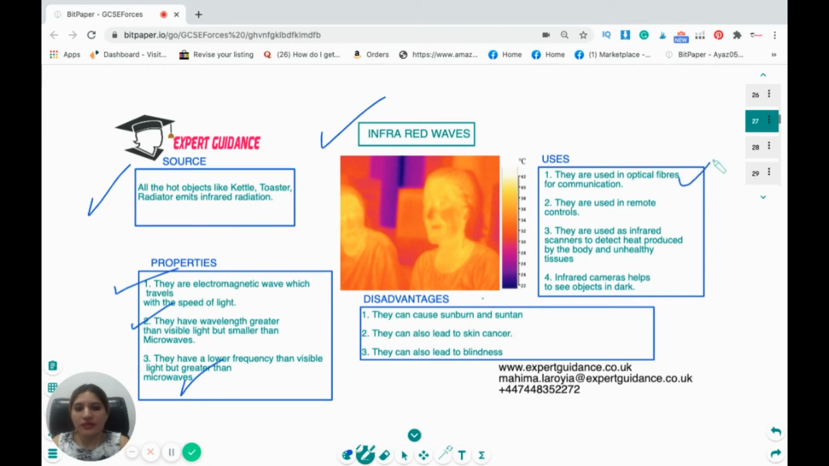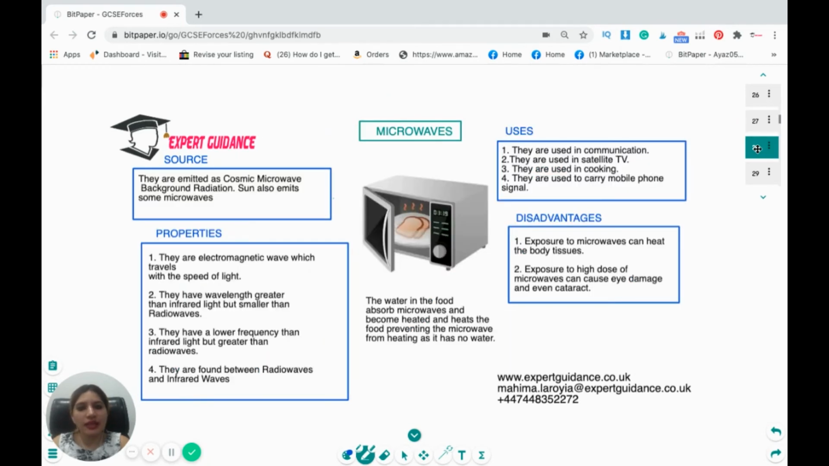They're used in optical fibers for communication. They're used in remote controls. They're used as infrared scanners to detect heat produced by the body and unhealthy tissues. And infrared cameras help to see objects in dark. The disadvantages are they can cause skin burn and suntan. They can also lead to skin cancer, and they can also lead to blindness.